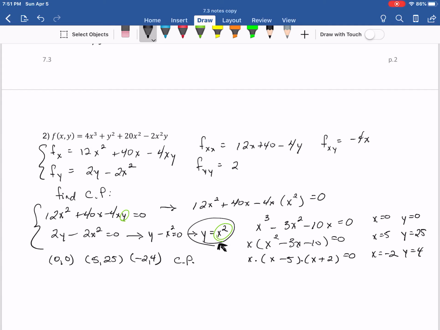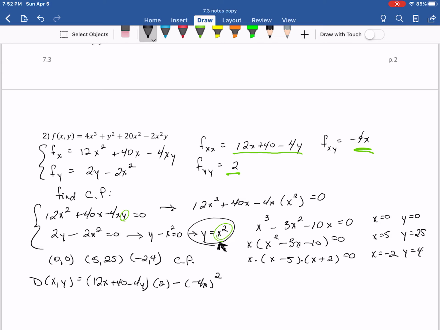Okay, we need to decide now if they are relative max, relative min, or saddle points, right? And so we're going to do that by constructing your D-test formula, your D of x, y formula. So go back up if you need to and construct your D formula, which is going to be made up of, let's underline these for you. I'm going to take this output times this output, and that's going to look like 12x plus 40 minus 4y all times 2, then minus the mixed partial squared. So minus negative 4x squared.